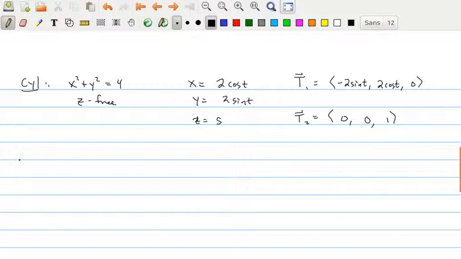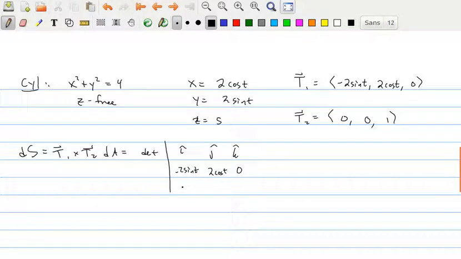So our ds, in this case, we're going to cross these two. This is t1 cross t2 dA. Let's expand that out. This gives us the determinant of this 3×3 system, i, j, k. The first row will be the t1. This is negative 2 sine t, 2 cosine t, 0. And then the last row here is t2, which is 0, 0, 1.